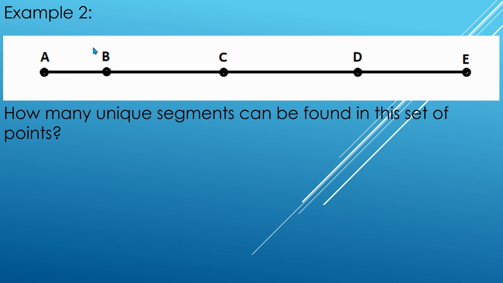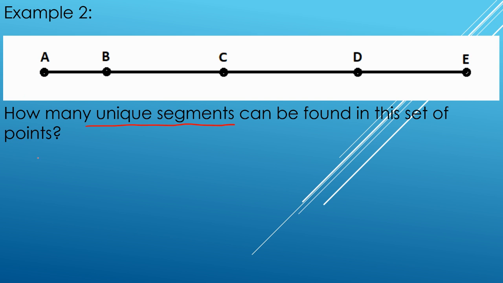Here's what do we see in our picture? We see kind of a number line almost, right? But it's just labeled with some kind of random looking points. So we see point A, B, C, D, and E, and they're all on one straight line. How many unique segments can be found in this set of points? What does that question mean to you? How many unique segments? How many segments here do you see?